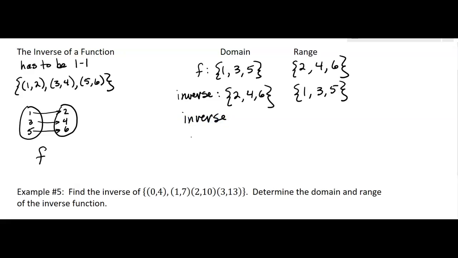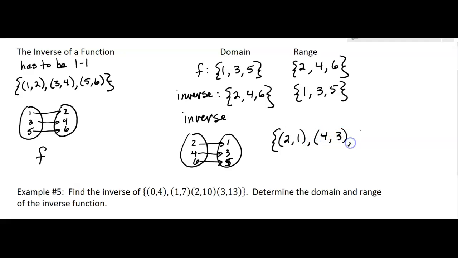So if I wanted to set up a mapping for the inverse, now this is the inverse, okay, still in the inverse, I would have 2, 4, 6, and 1, 3, 5. 2 would map to 1, 4 would map to 3, and 6, oh, that's supposed to be a 5. 6 would map to 5. And so the inverse would look like the set of ordered pairs 2, 1, 4, 3, and 6, 5. That would be the inverse.